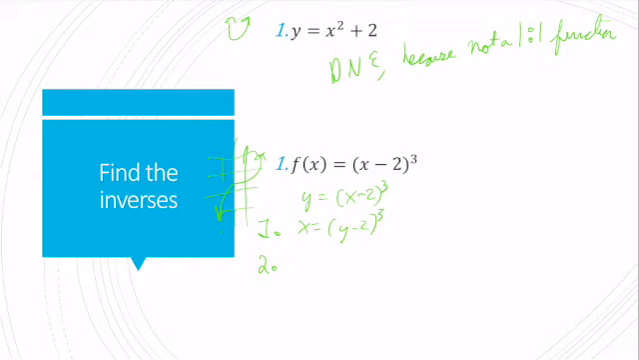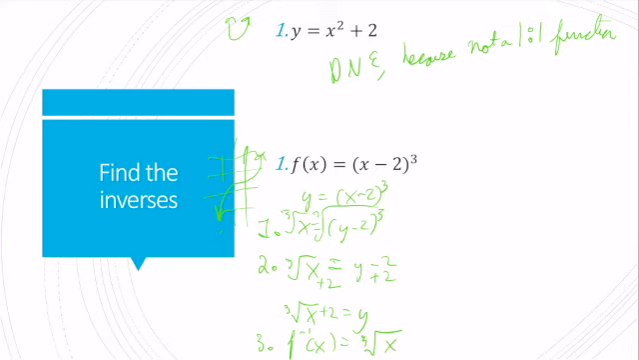I'm going to do that by taking the cube root of both sides, because cube roots cancel out cubes. So I have the cube root of x equals y minus 2. I'm going to add 2 to both sides. So I have the cube root of x plus 2 equals y. I then need to rewrite this with f inverse of x. So I have f inverse of x equals the cube root of x plus 2. So here we've found the inverse to our cubic, and it's a cube root.